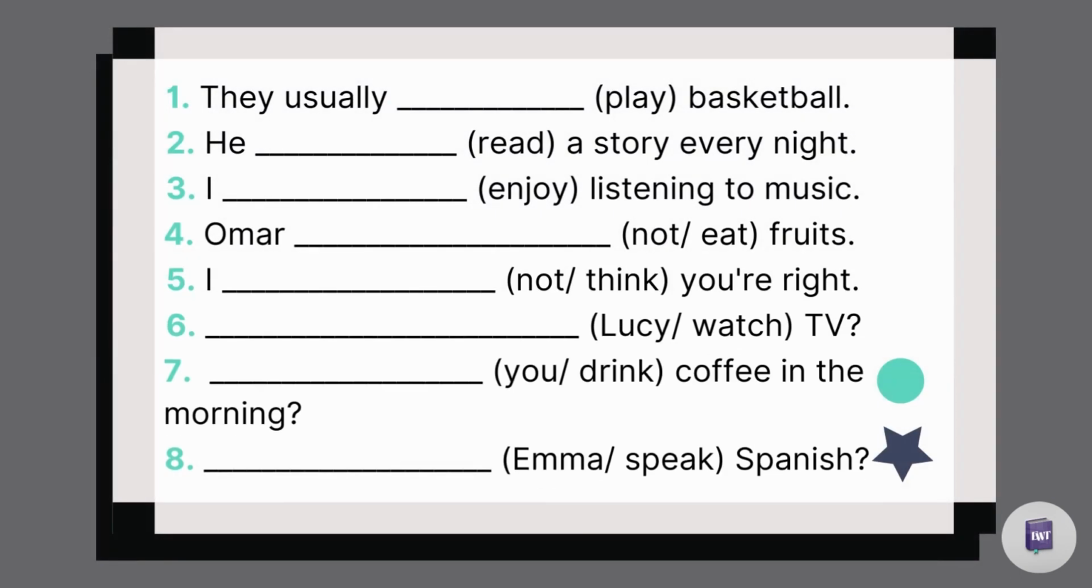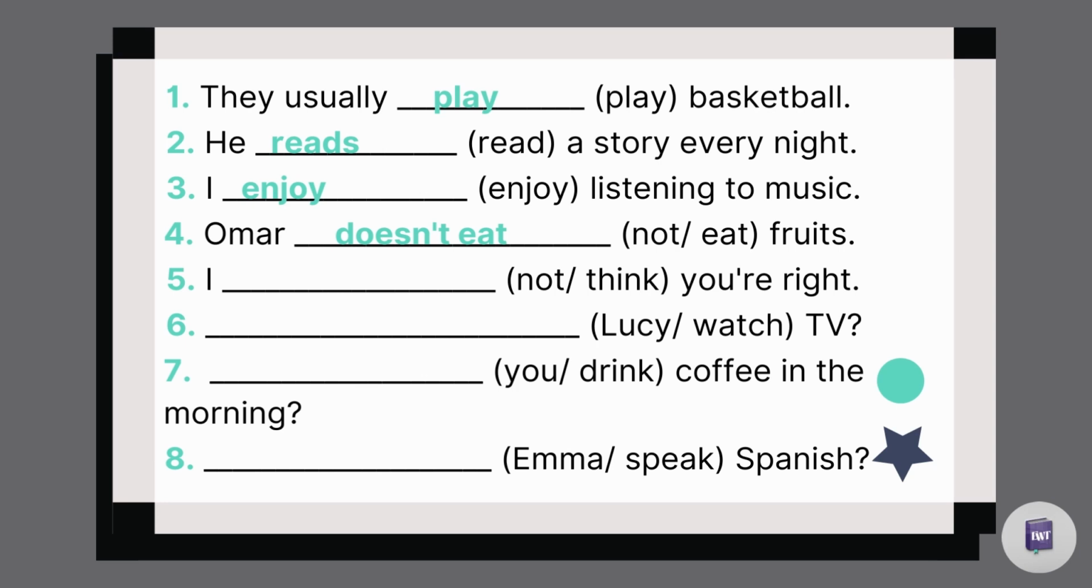Let's practice together. Fill in the gap with the right answer. Number 1. They usually play basketball. Number 2. He reads a story every night. Here we added s to the verb. Number 3. I enjoy listening to music. Number 4. Omar doesn't eat fruits. We put doesn't because we have Omar, a singular subject.